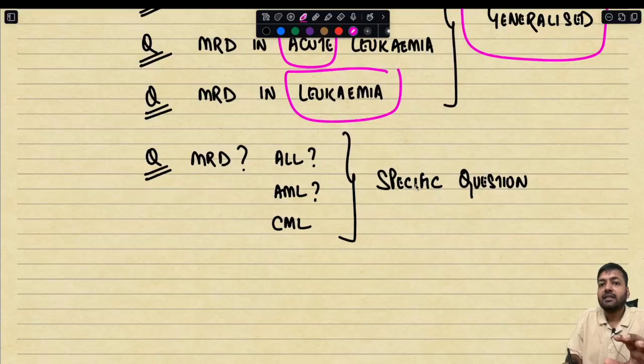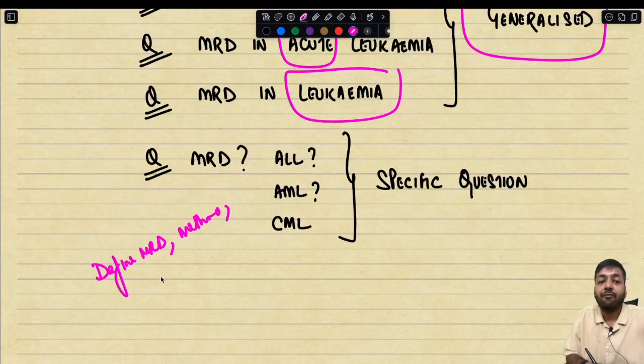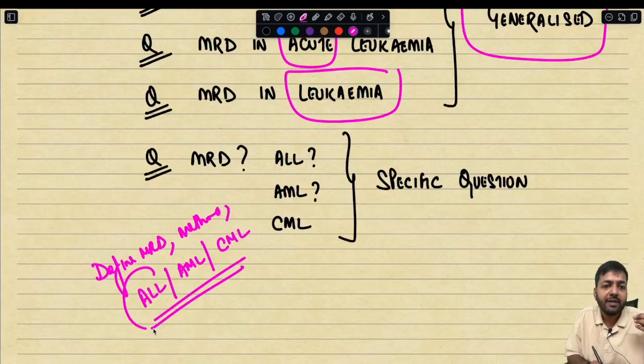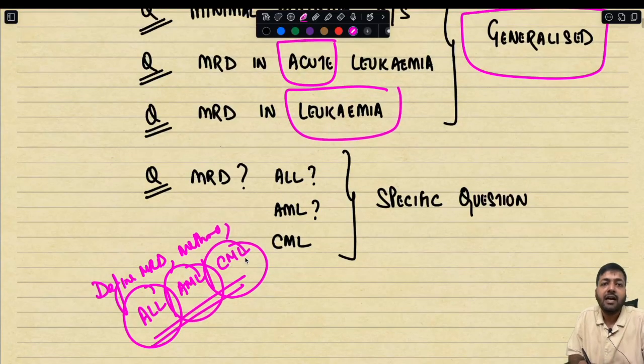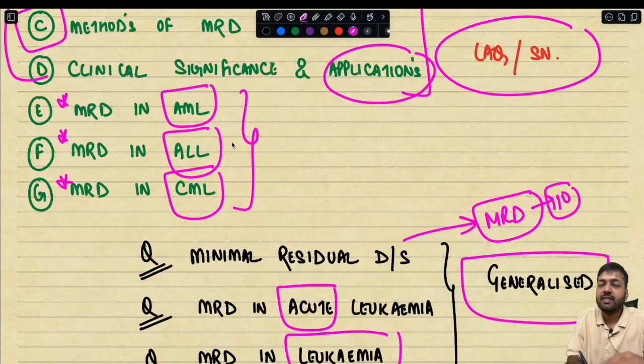Suppose they are asking you about MRD. The question is: define MRD and the methods of detection of MRD with a specific emphasis on either acute lymphoblastic leukemia or acute myeloid leukemia or chronic myeloid leukemia. If they are emphasizing any one type of leukemia, in that case only you have to write a little bit extra on that, stressing a bit on that.